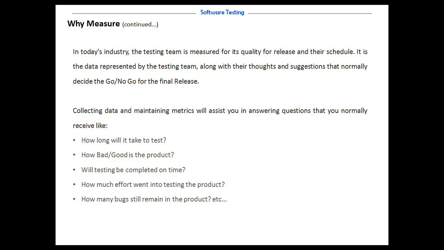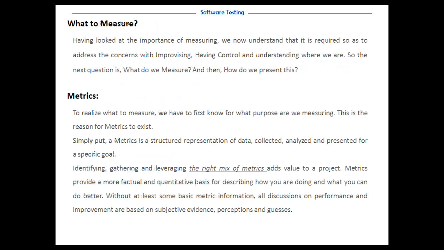Now here are some of the other questions that we in testing normally come across very often. I'm sure most of you would have faced these questions somewhere in your line, or probably would have even asked these questions. Like, how long will it take to test? How bad or good is the product? Will we be able to complete testing on time? How much effort went into the product? Or how much more do we need? And my favorite, how many bugs still remain in the product? Now, having metrics will help us give a lot of meaningful answers to these questions.